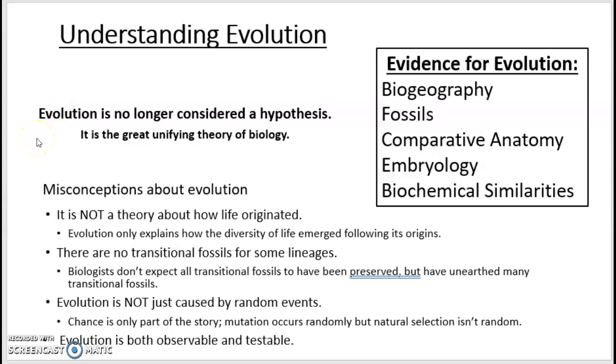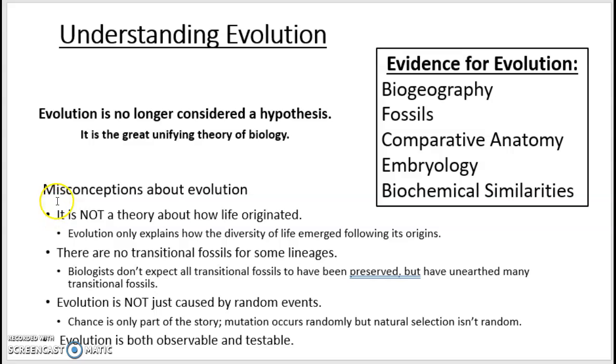Even though we call it the theory of evolution, remember what we talked about way back, I think it was chapter 1 when we first started class? A theory in science is not the same as when you use the word theory in a conversation. A theory is not just some guess that somebody made up. A theory in science has been proven many, many times and has not been shown to be false yet. So evolution is not considered a hypothesis. It's not just a guess. It is the great unifying theory of biology. It's been proven true many, many times and has so much evidence for it.